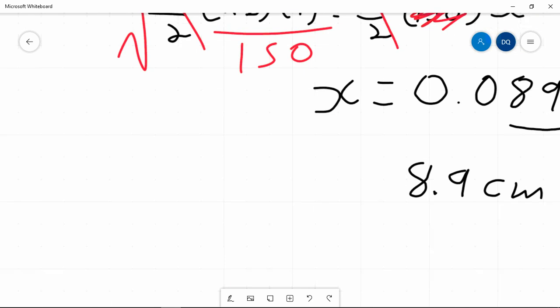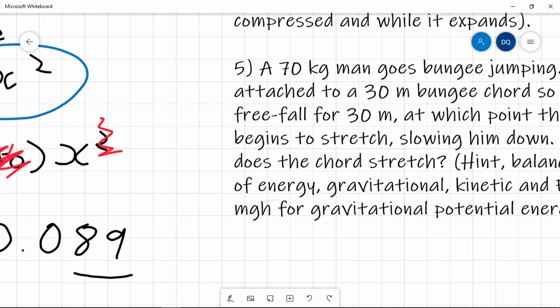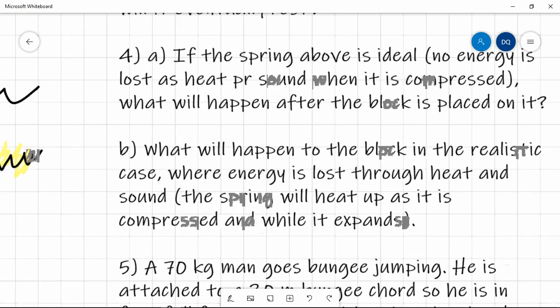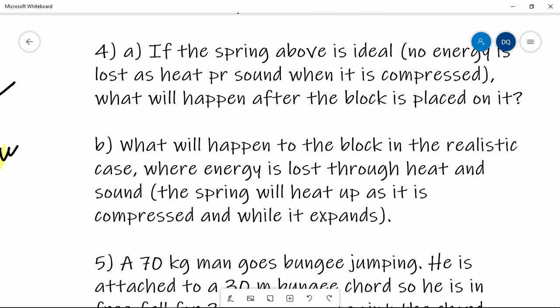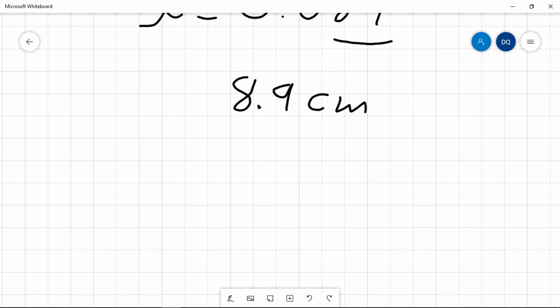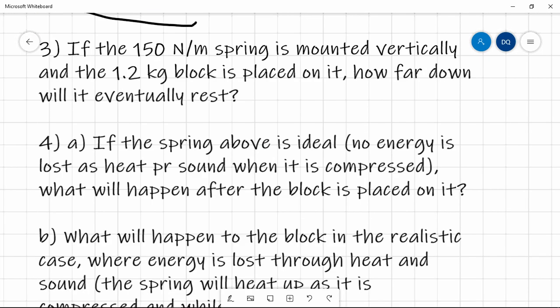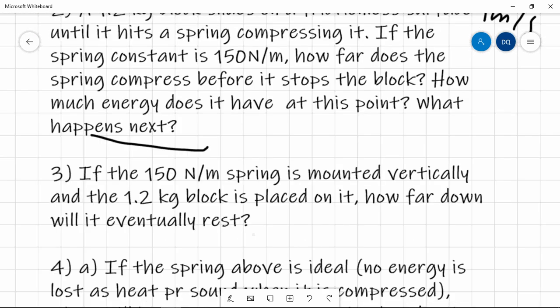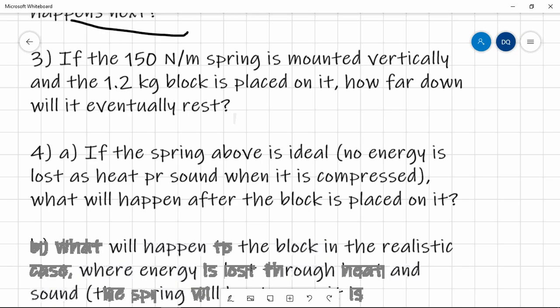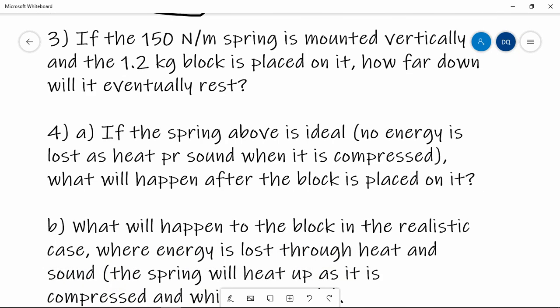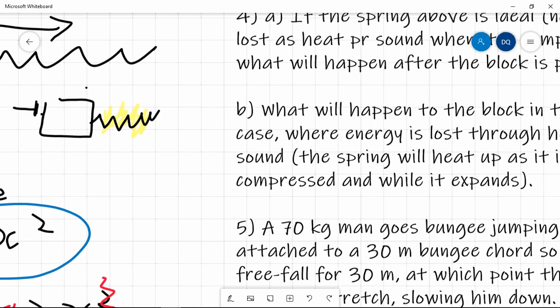Okay, so let's look at another problem here. Let's consider a case where the block is dropped onto a spring. We take that 150 Newton meter spring, we mount it vertically, and we drop the 1.2 kilogram block on it. We place it on it. How far down will it eventually rest?